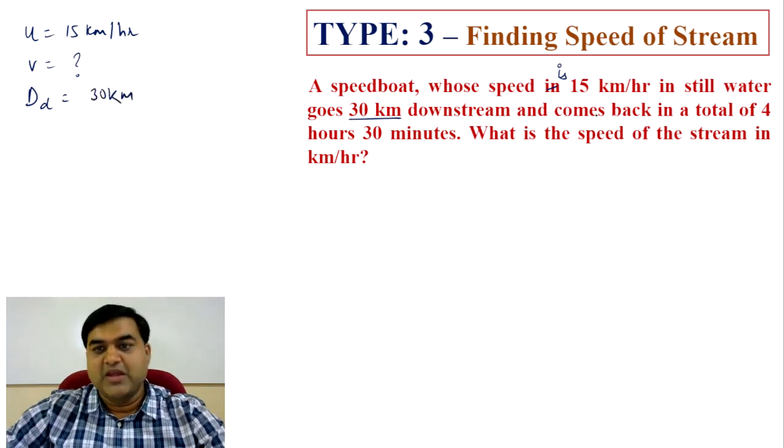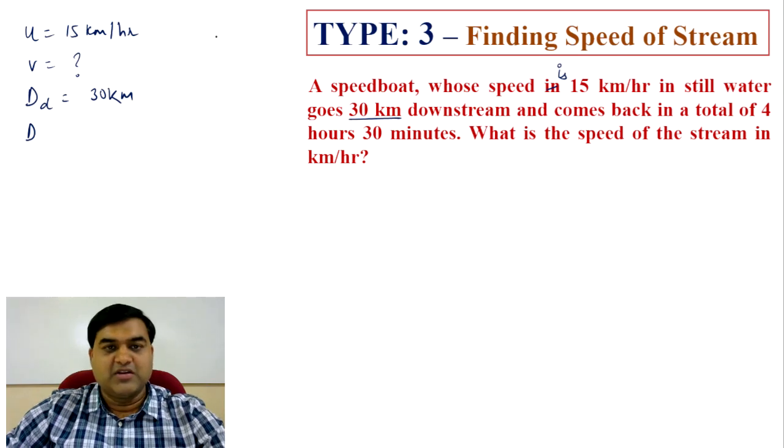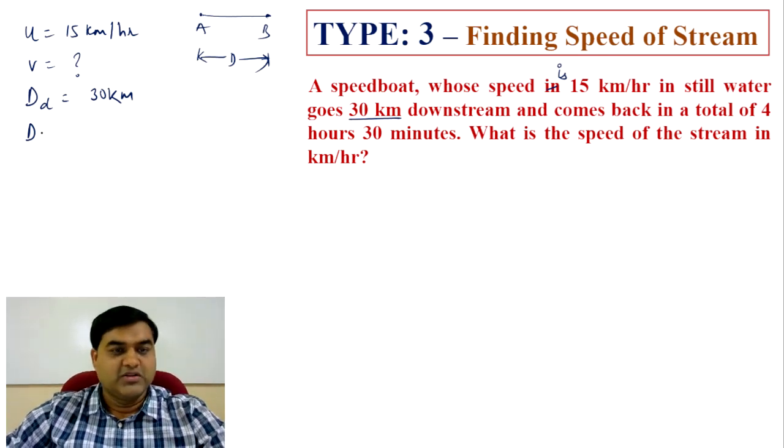And it comes back. When it comes back, that means the distance remains the same, right? If a boat goes from point A to point B and again comes back, the distance remains the same, let it be downstream or upstream. The timing will change. Why? Because the speed changes. So the distance upstream also will be 30 km.